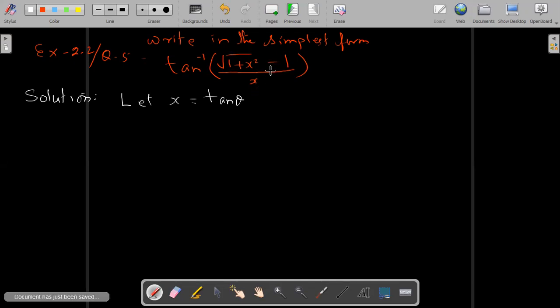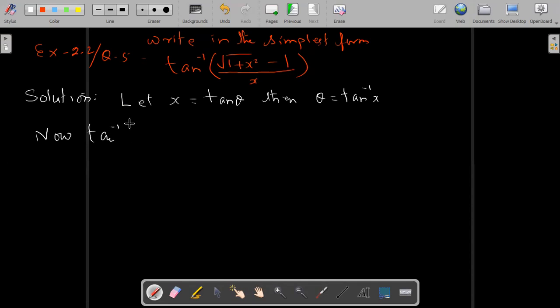So this will convert into sec and this will be tan theta. When we solve it, we can easily get tan theta. How? Just see that. And then we can see that x is equal to tan theta, so theta will be equal to tan inverse x. Okay, so now we will substitute in this one. Tan inverse, we have to simplify this one: root of 1 plus x square minus 1 divided by x.